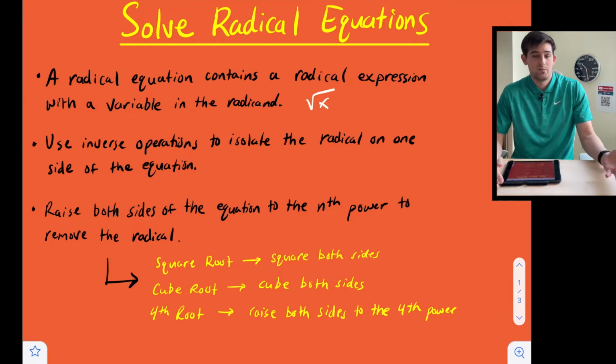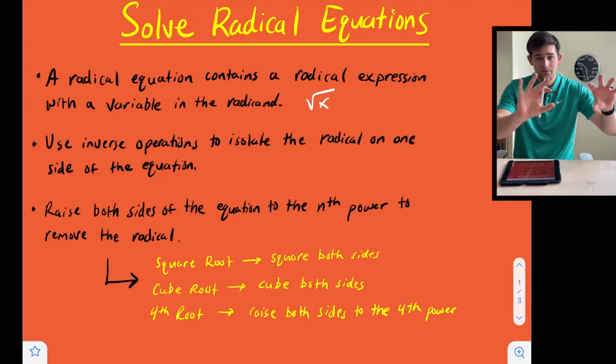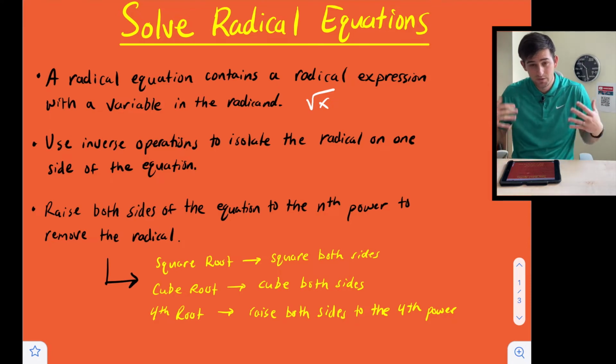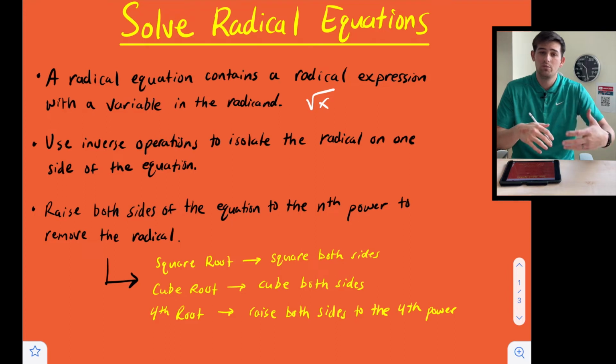We're going to use inverse operations to isolate this radical. So if we have the square root of x and then plus 5, we want to subtract 5 so that we get the radical by itself. We want to isolate it. Once we have the radical by itself, now we can raise both sides of the equation to the appropriate power.